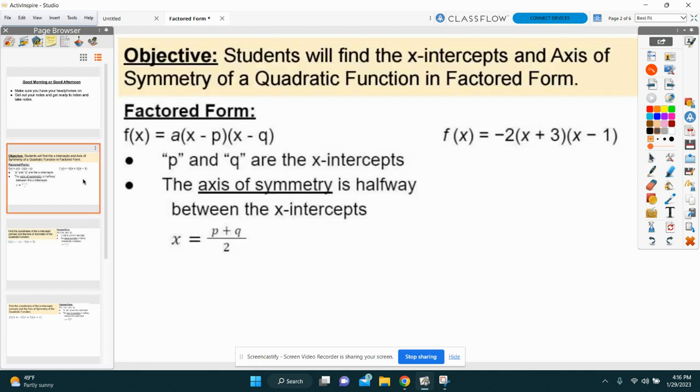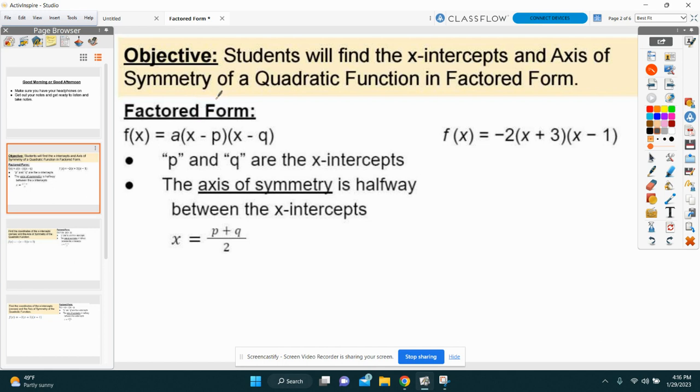So I want you to open up your notes to the printout notes that I gave you. We are going to be talking about the last form of quadratic functions. We talked about vertex form, we talked about standard form, and now we're going to talk about factored form. It might also be called intercept form, but we're going to call it factored form.